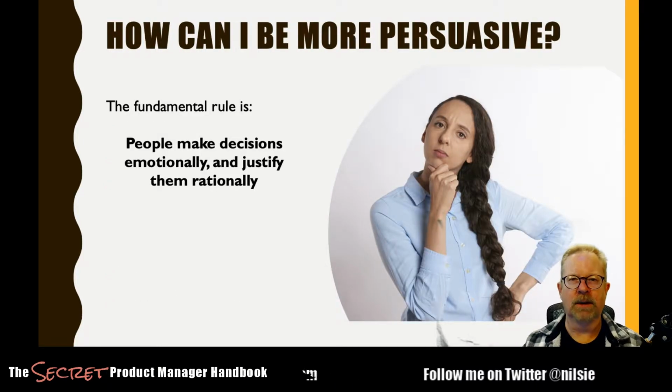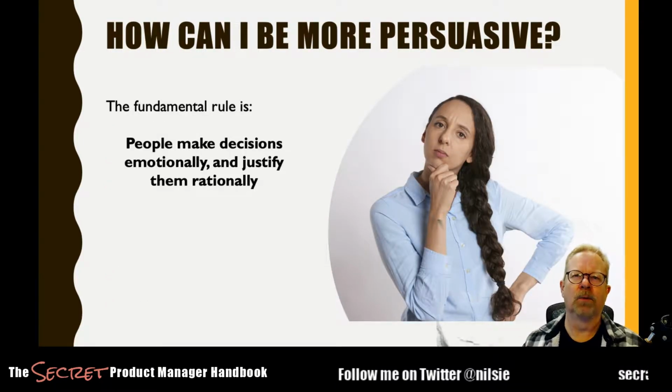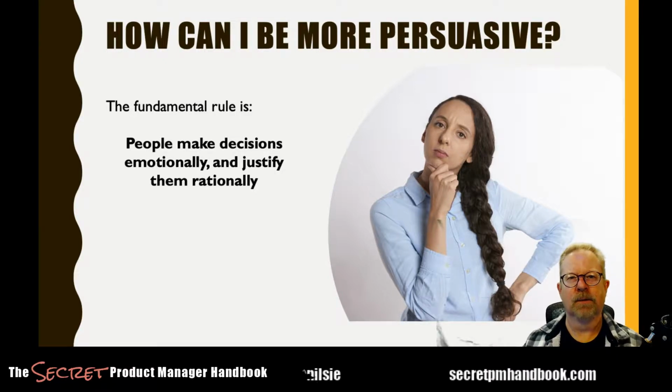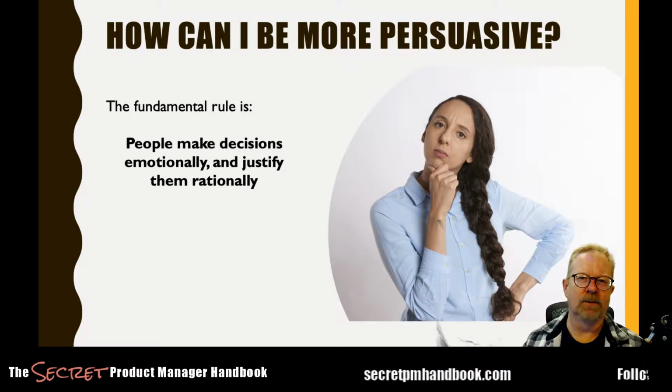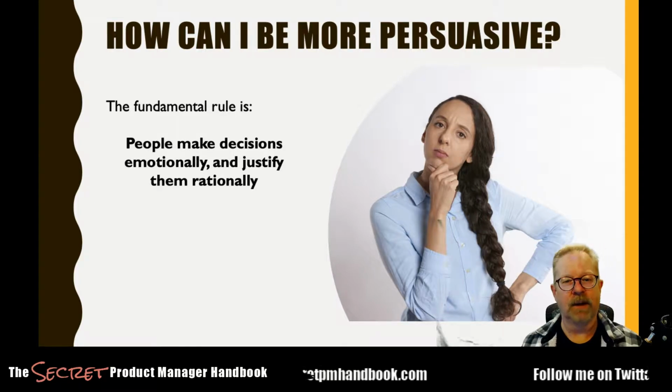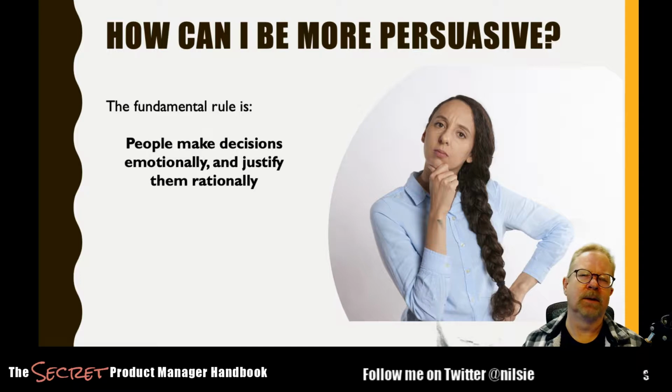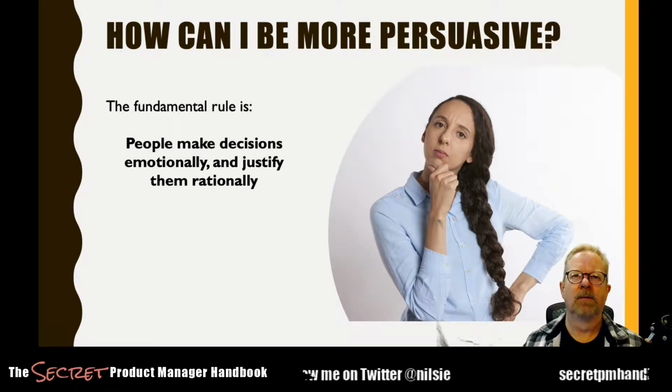So the question is, how can you be more persuasive? And the fundamental rule is that people make decisions based on emotions, and they justify those decisions later using facts. That's typically the way that decision making happens. And I'm not just saying this, a lot of folks have said this in various forms.